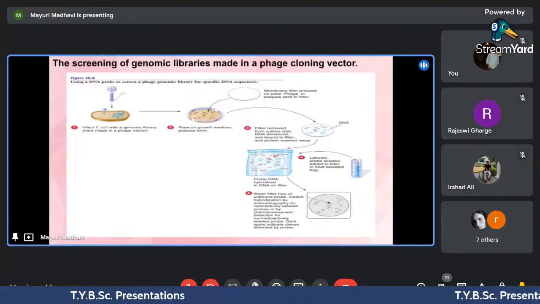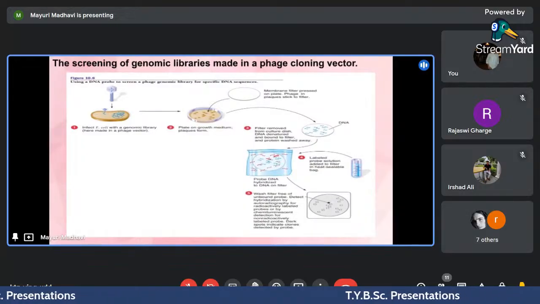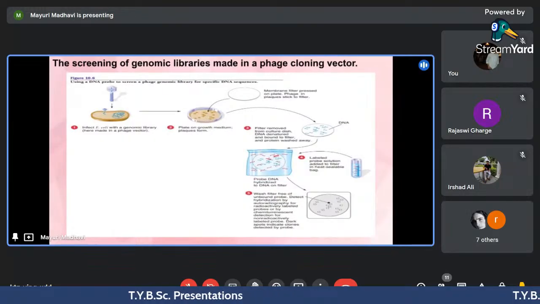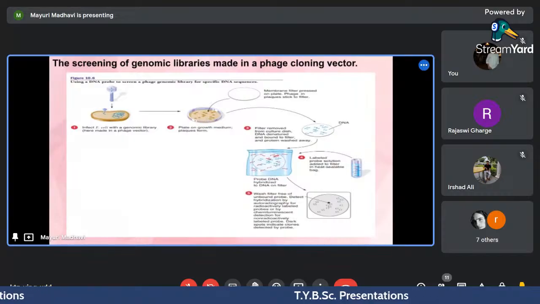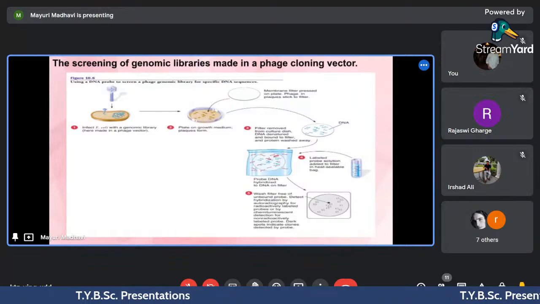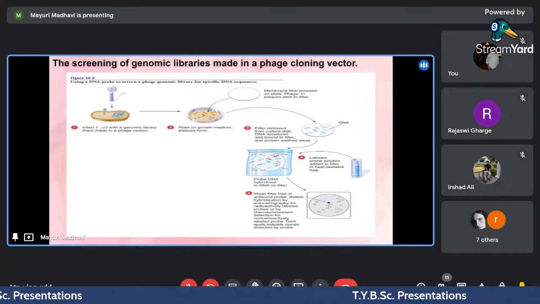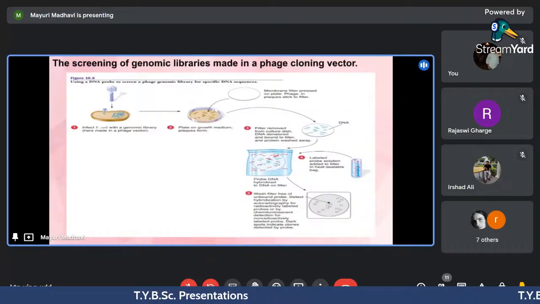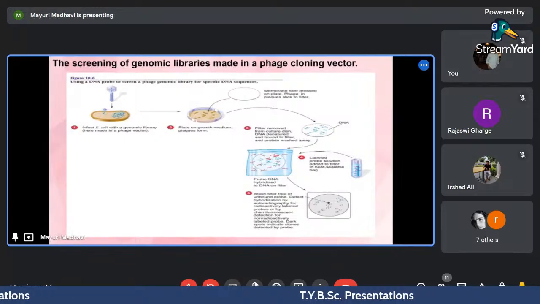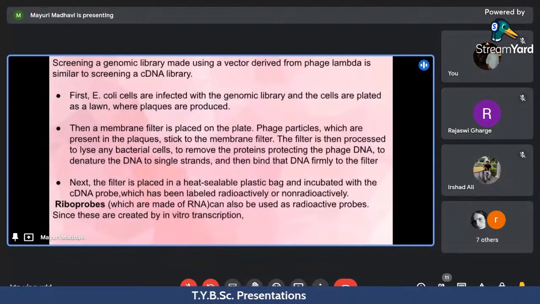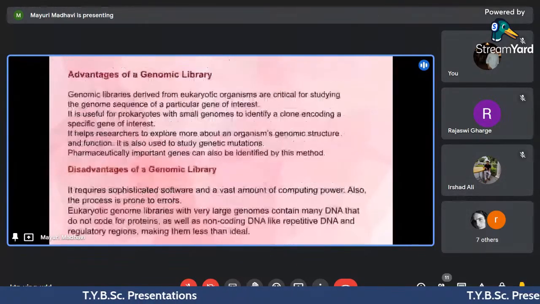The filters are washed to remove unbound probes and subjected to the detection procedure, whether the probe was radioactive or non-radioactive. This dark spot indicates the gene of interest, by autoradiography for the radioactive probe and through chemiluminescent or colorimetric detection for the non-radioactive probe. Here I have explained all the steps diagrammatically.